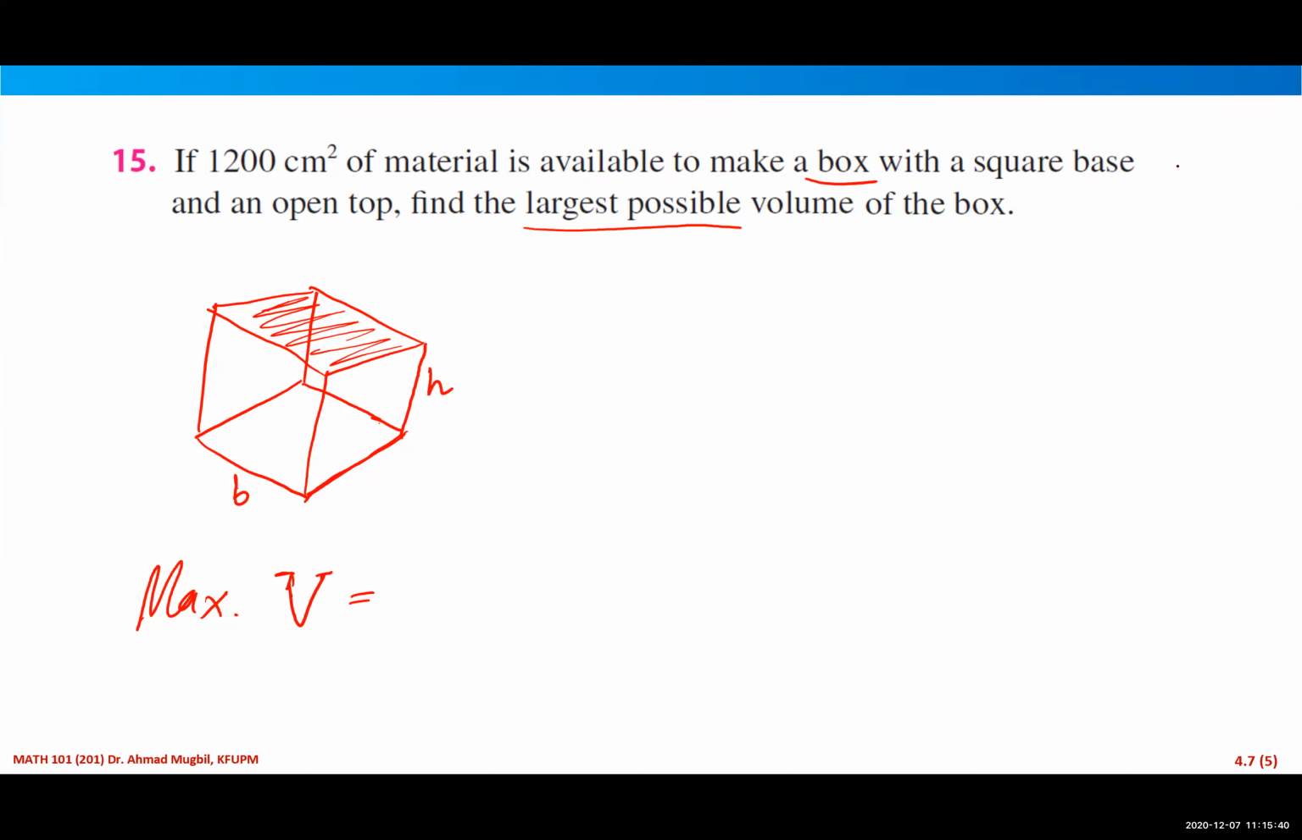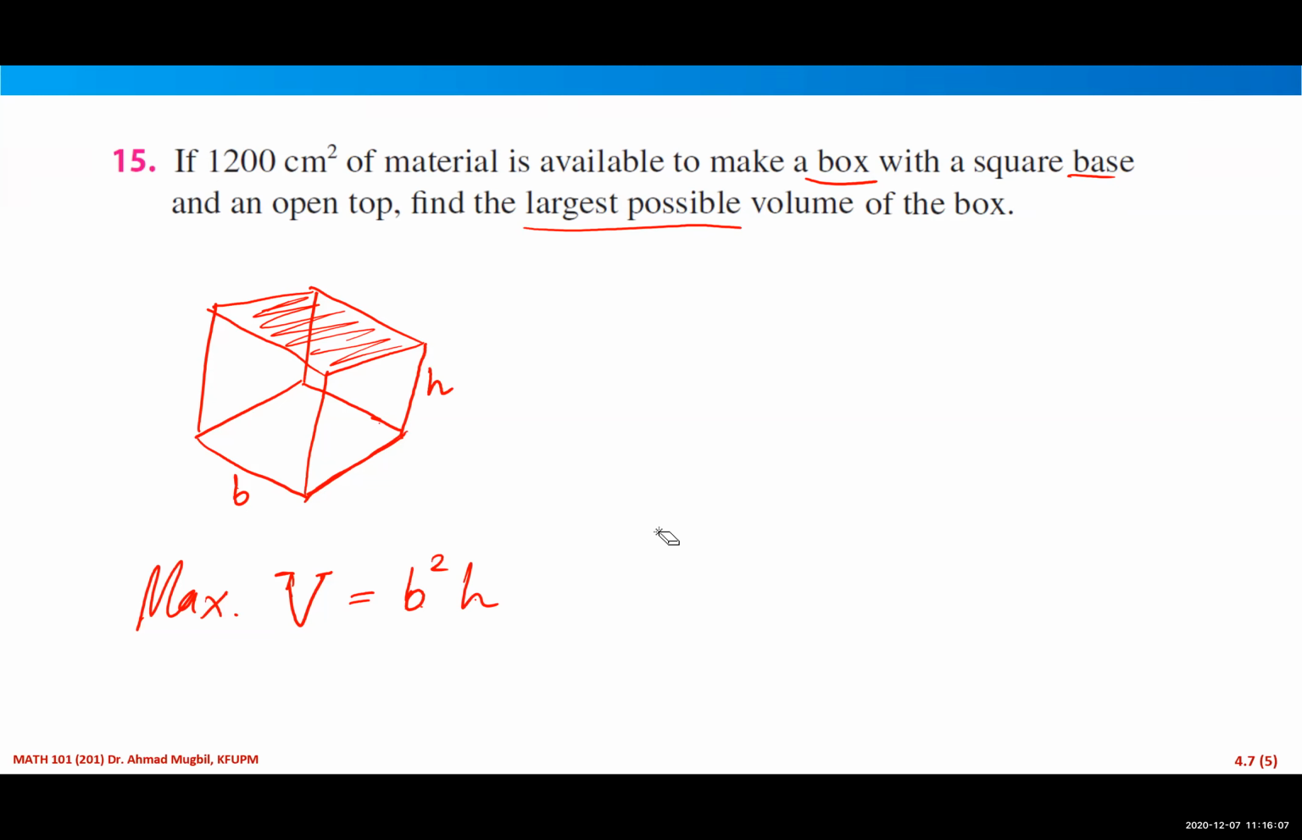I take just the first letter from b and the first letter from height. So what will be the volume of the box, Shabab? B squared times h. Yes. You should check that it will be centimeter cubed. Of course, this is centimeter cubed. Now, this is the volume of any 3D object.